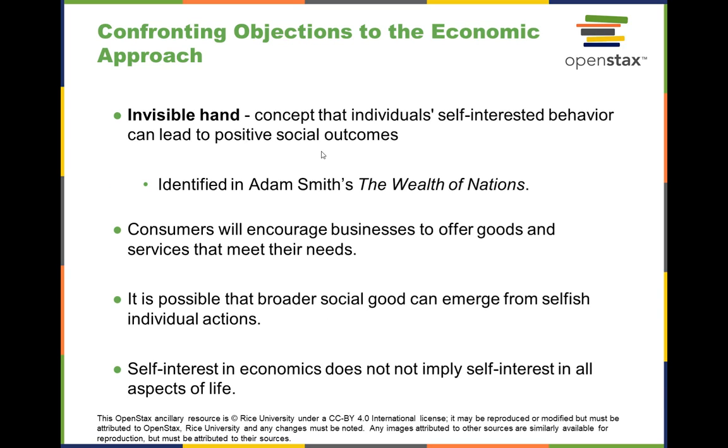The invisible hand is a concept that individual self-interested behavior can lead to positive social outcomes, and is identified in Adam Smith's The Wealth of Nations. Consumers will encourage businesses to offer goods and services that meet their needs. So they'll demand certain goods, and those are the ones that businesses will provide. If they provide goods that people don't want, then they'll go out of business. It is possible that the broader social good can emerge from selfish individual action. So everyone going through their own self-interest.